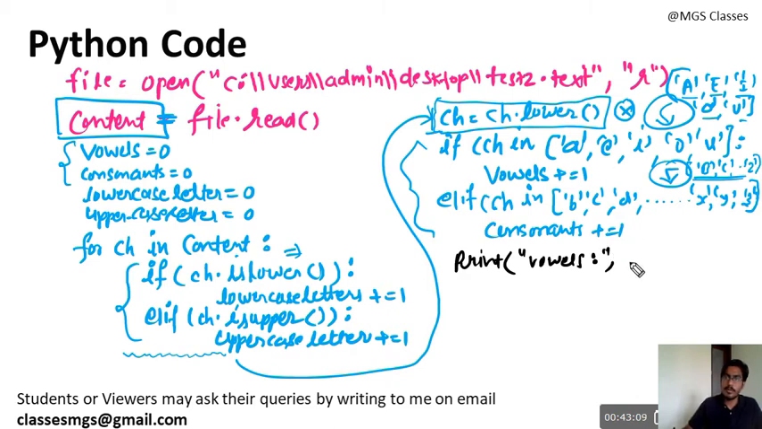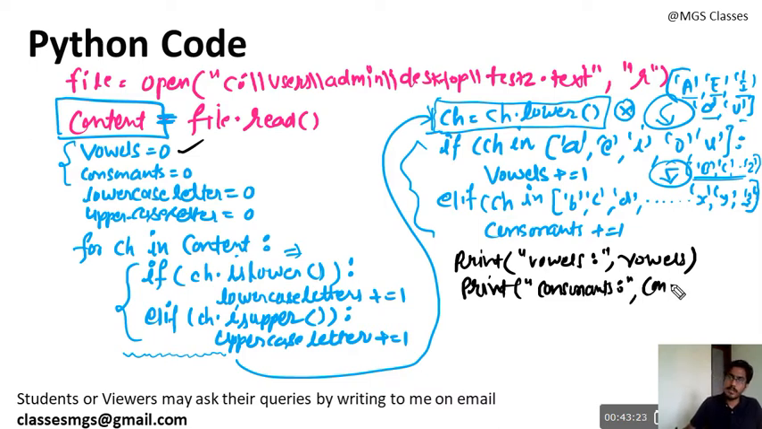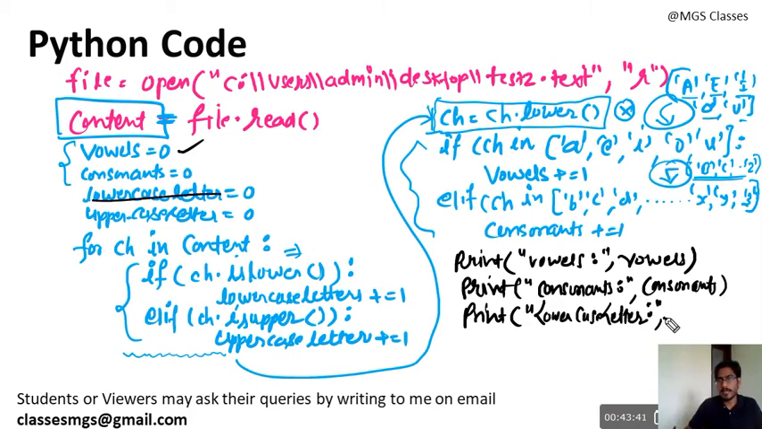How many vowels are there, tracked in this variable. So vowels, then you will print the consonants, you will write the consonants, then you will write the print statement again, and you will write the lowercase letters. You will write the lowercase letter variable here.